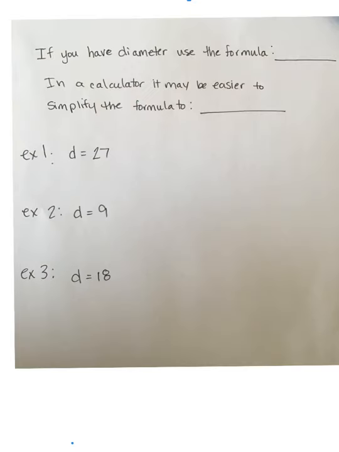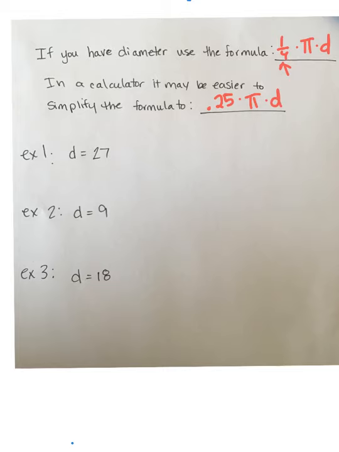Okay guys, page 2. In this example, we have a diameter given to us instead of a radius. So you have to use the formula 1/4 times pi times diameter squared. If you're using a calculator, I would simplify this. 1/4 is a pain to put in a calculator. So I would simplify this to 0.25 times pi times diameter. That way it's just easier to type into your calculator.